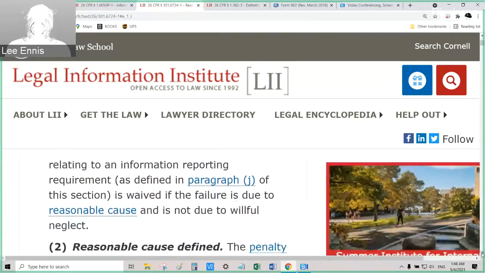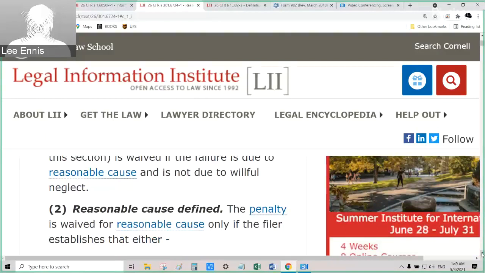Reasonable cause. Okay, this is throughout the Title 26 codes. Reasonable cause, it's just a reasonable person. Did you make an attempt to try to get this person's information? Or was this just due to willful neglect? And willful neglect means that you just didn't even try. You didn't think about it. You didn't want to do it. And it's going to be apparent based on what you did surrounding this whole thing.